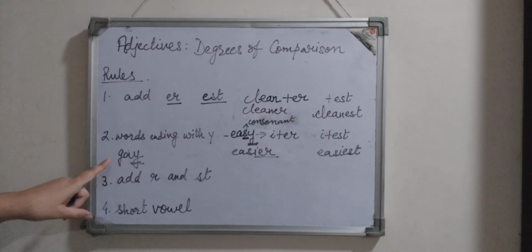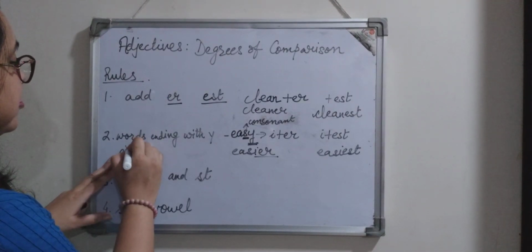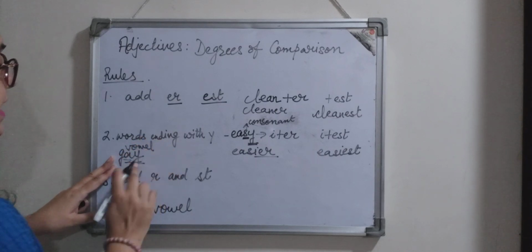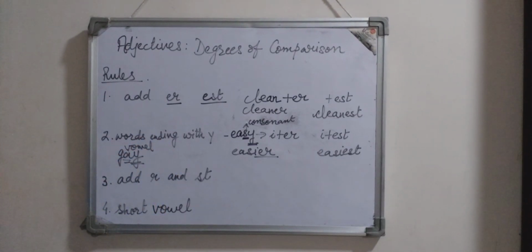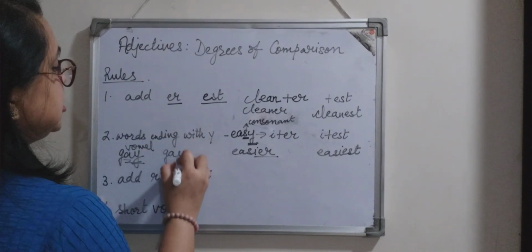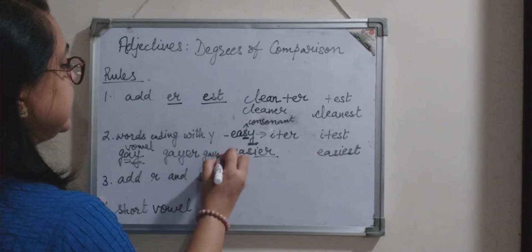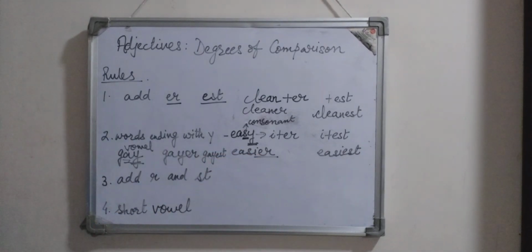So here the word ends with Y and there is a vowel before Y. So in that case, Y would remain the same, and in comparative degree the word will be G-A-Y-E-R, gayer, and G-A-Y-E-S-T, gayest. So I hope this is clear to everyone. Now let us proceed to the third rule.